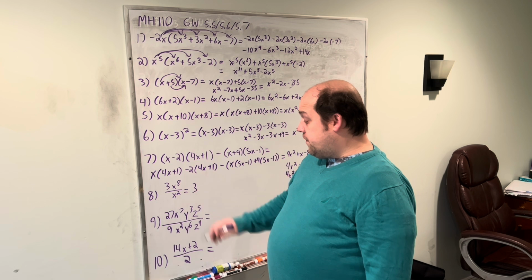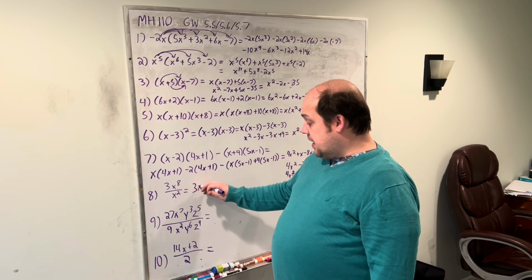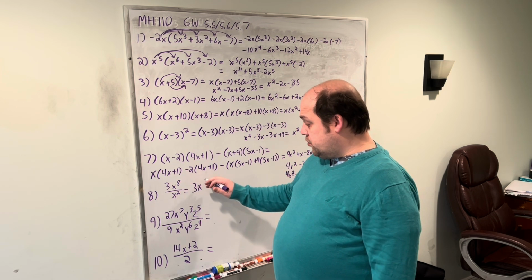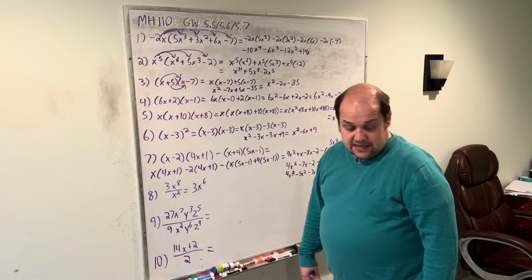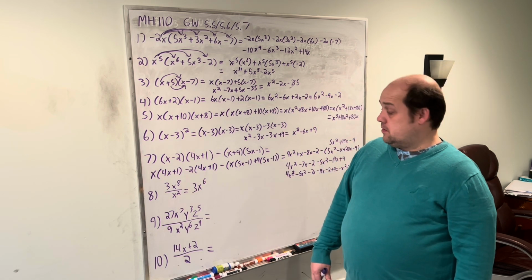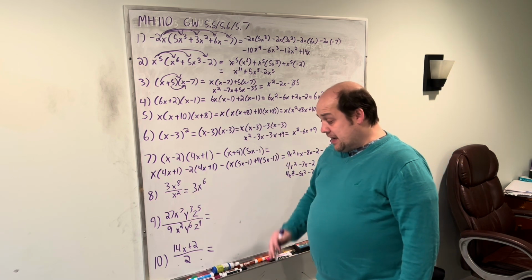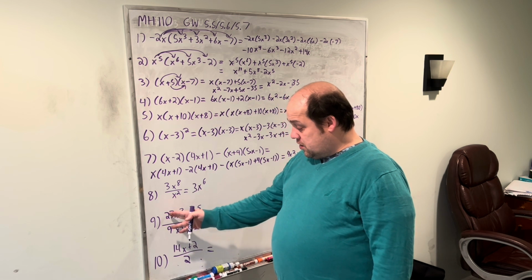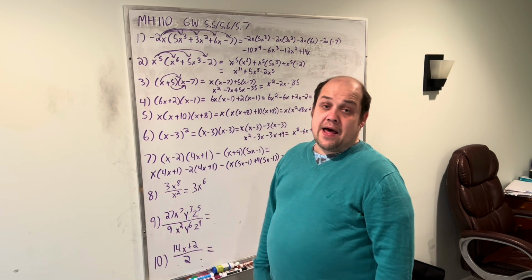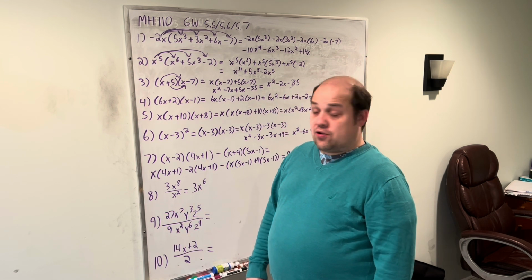So the 3 coefficient has been unaffected. The x's went to 8 minus 2, which is 6. So my final answer is 3x to the 6th. For problem 9, it's a little more complicated. I start out by looking at the coefficients, 27 on top, 9 on the bottom. They share a common factor of 9.